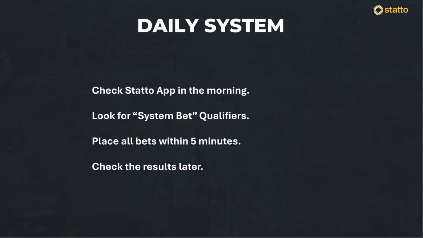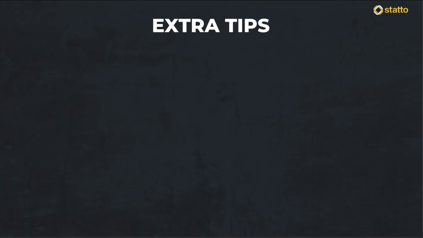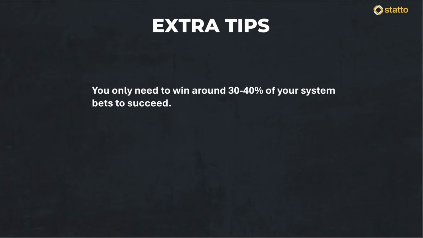Here are some extra tips that we're finding can definitely help. Now remember, you only need to win around 30 to 40% of your system bets to succeed. If you do have a loss, 1 win can make up for 2 or 3 losses. So even if you do lose 2, 3 or even 4 in a row, 1 win will get you back, and then 2 wins in a row will get you back into profit. And that very often happens to me when I use this system every day.